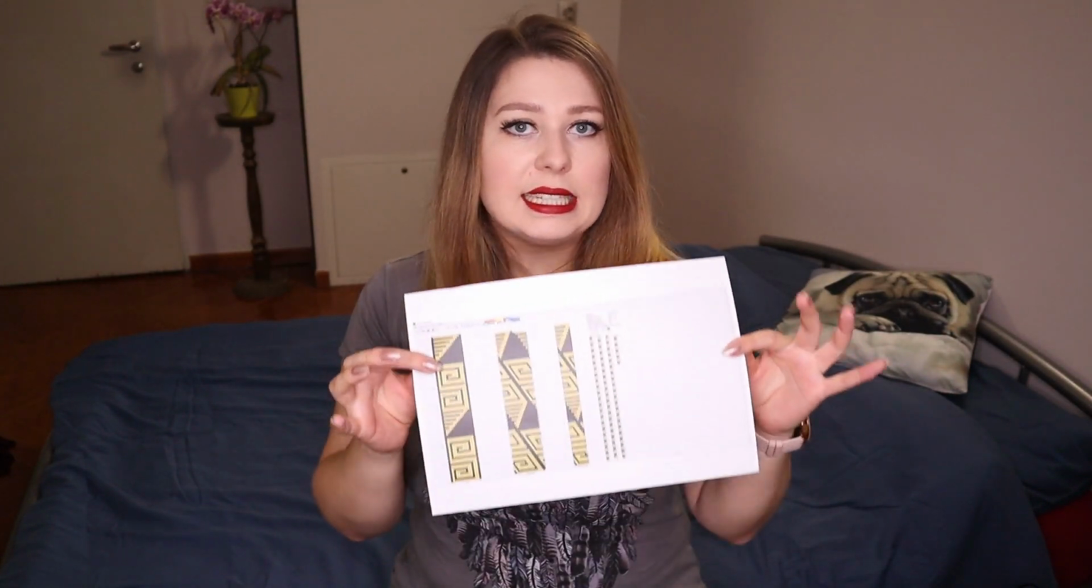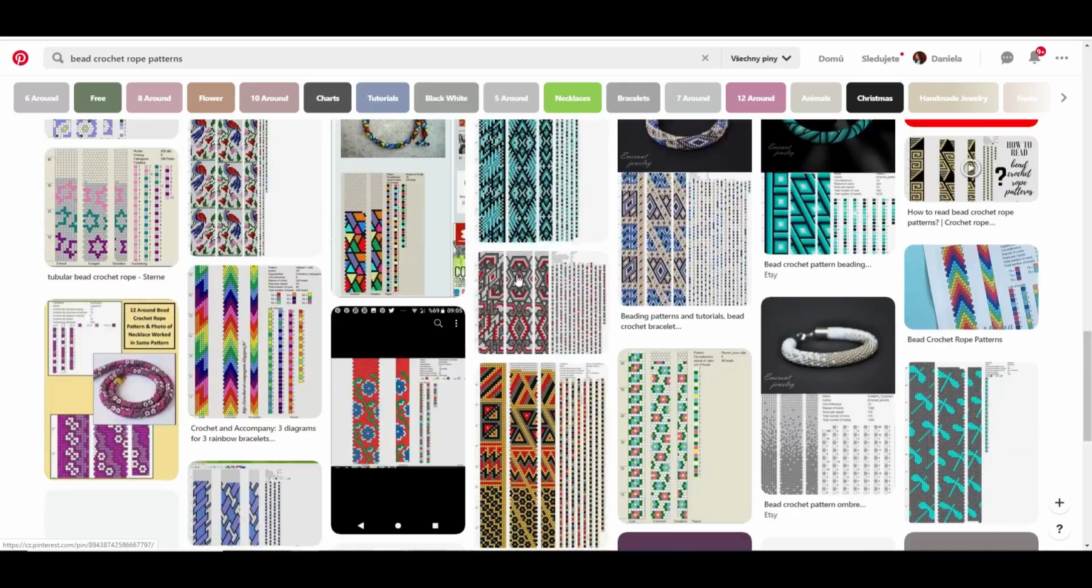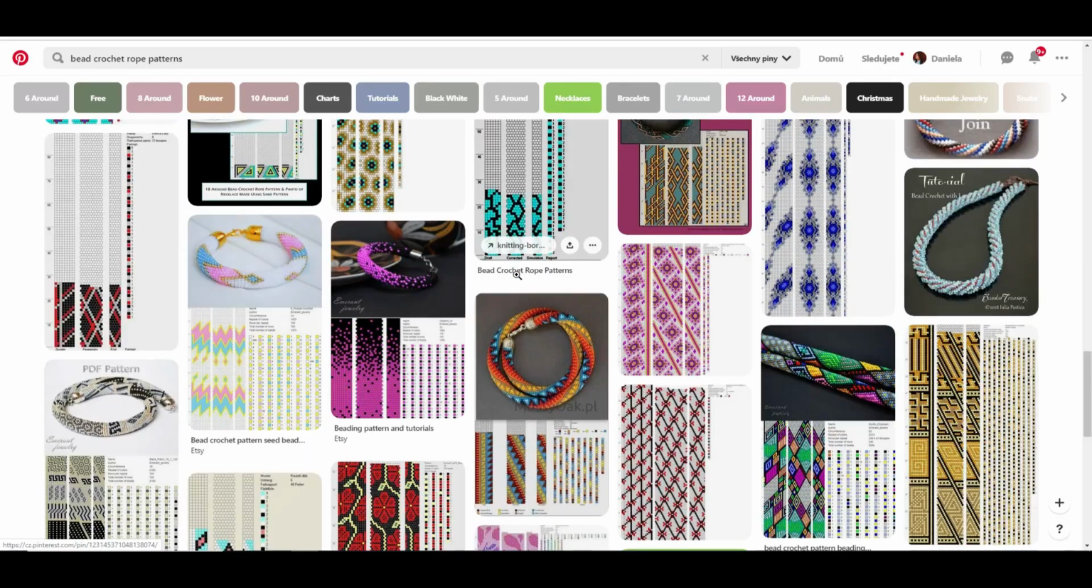Most of the patterns you can find on the internet look like this. They are created in JBead software, whose earlier version was called DB-Bead. This is free software that you can download at jbead.ch. If you want to find these patterns on the internet, I suggest you search on Pinterest. There are many nice patterns. Try to search keywords like bead crochet row patterns and so on. You can see that there are a lot of different designs. So enough talking, let's explain it.